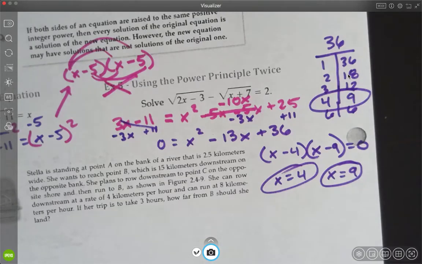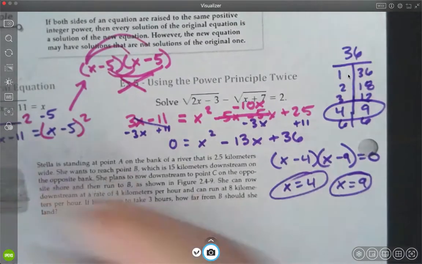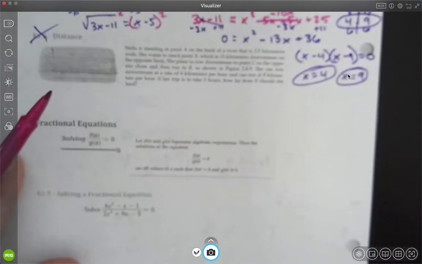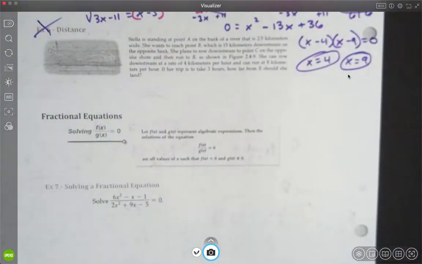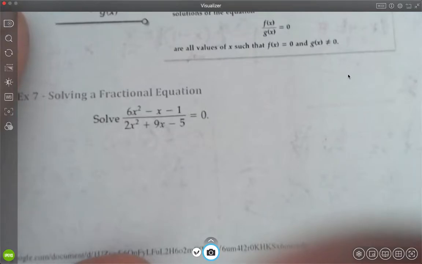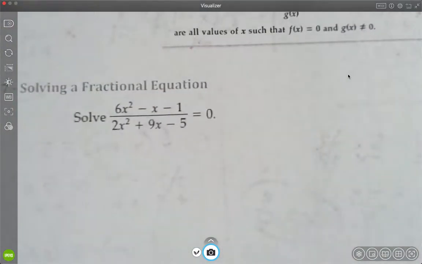All right, let's skip distance. Let's go straight down to fractions. Okay, here we go. This is magical. This is superly magical.